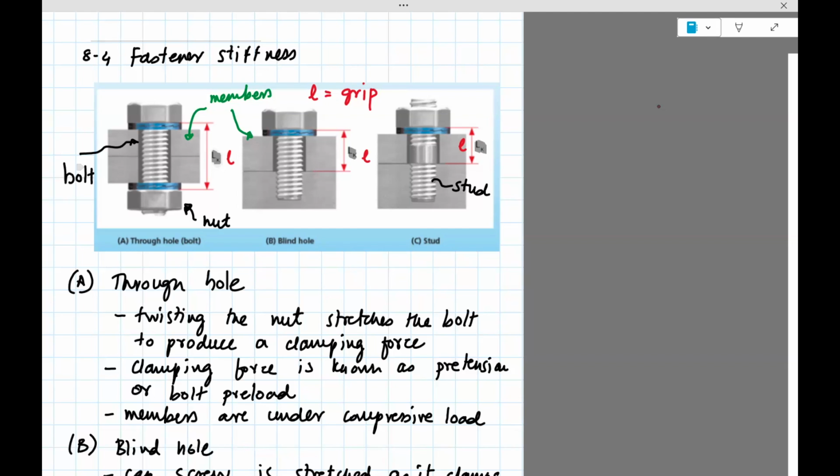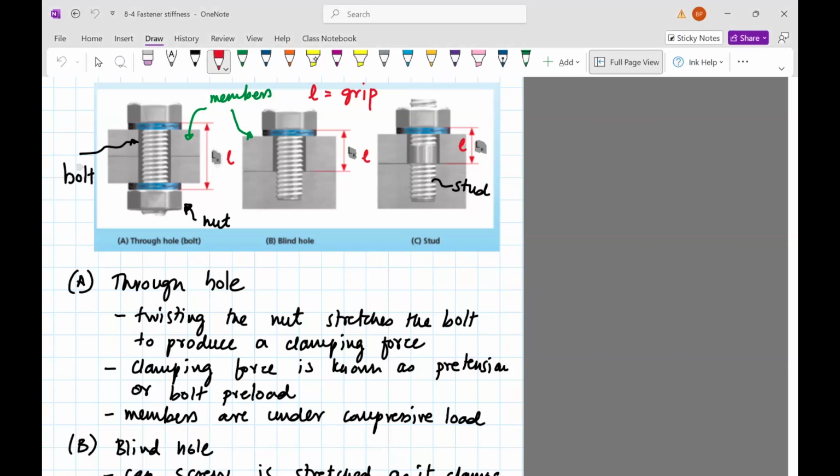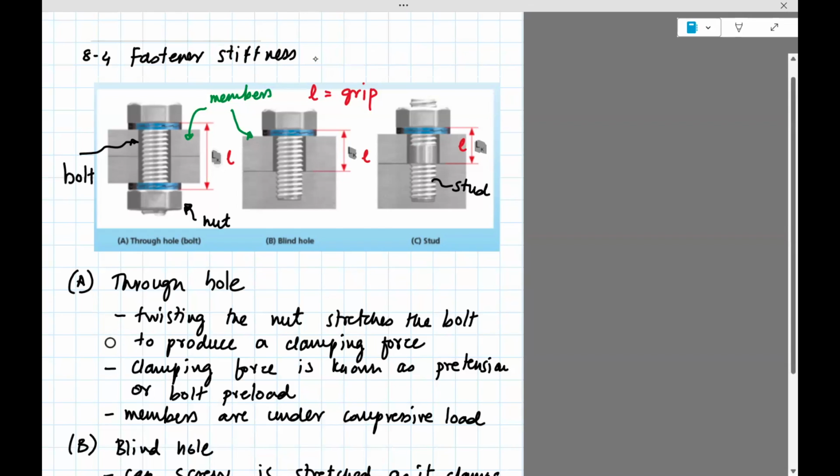Okay, so here are three possible ways in which you could have fasteners. You could have a through hole. So you can see that the hole is going all the way through the two members. You put in a screw and a nut. The screw and the threaded part are one item, right? And then the nut is a separate piece. You put it together. You could have a blind hole, where there is no through hole. And then you could also have what is known as a stud.